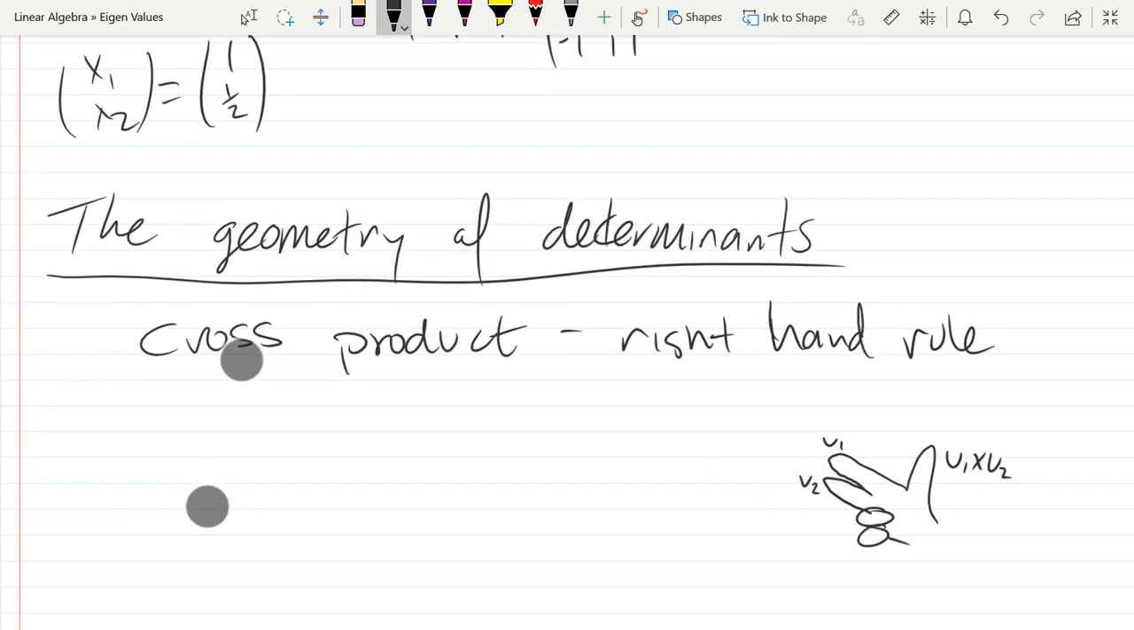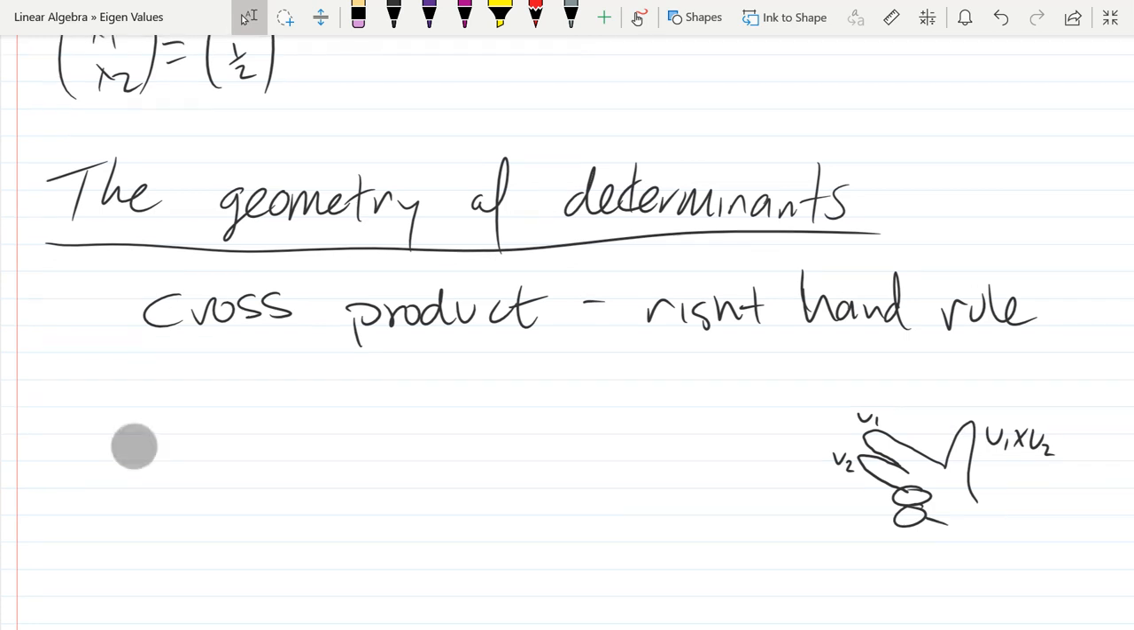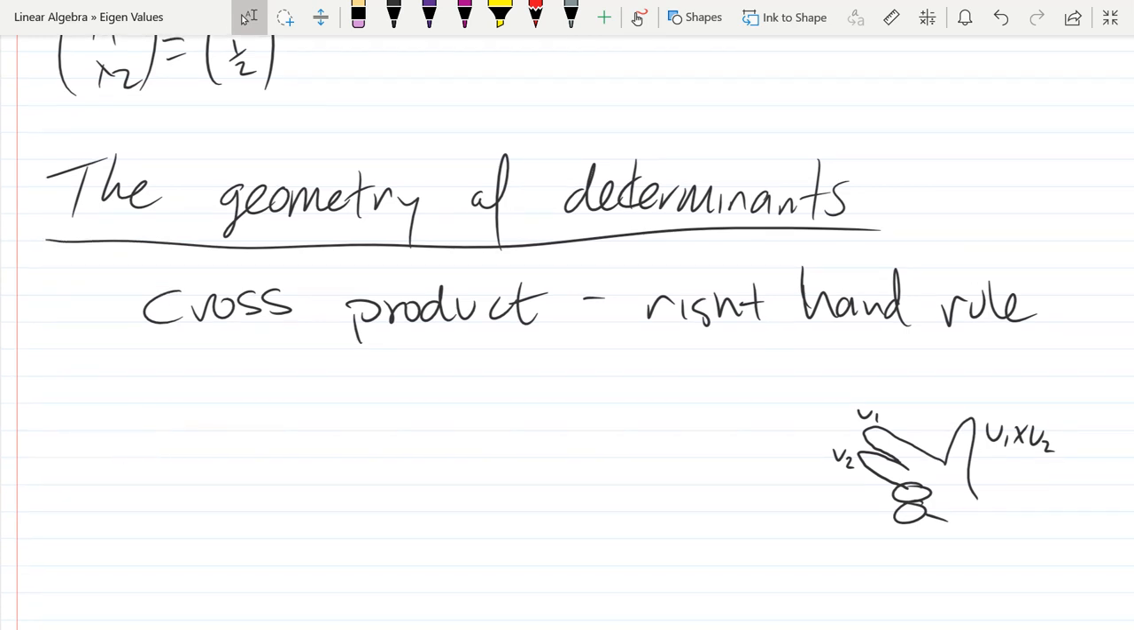So I recommend for vectors, generally try to use V whenever you can, U, sometimes W. Those are good vector letters. You can use X or Y if you have to, but definitely not if you're going to do a cross product. All right, so we're going to look at some rules here.